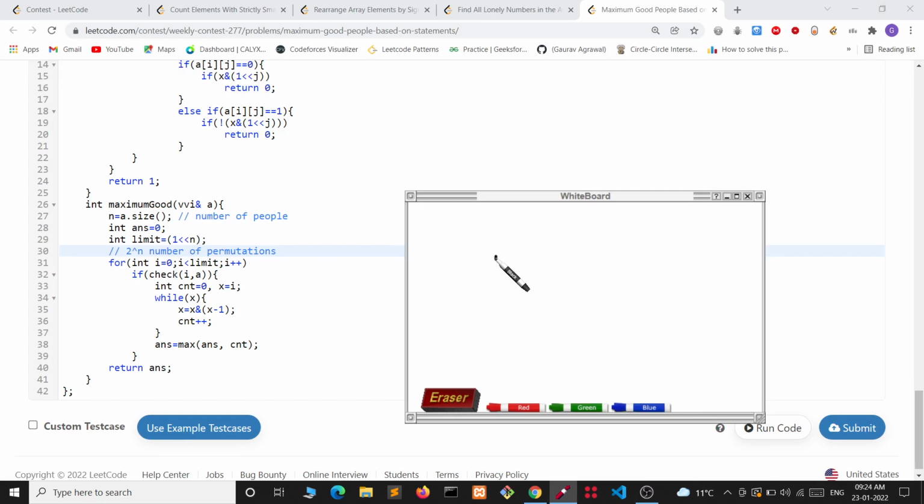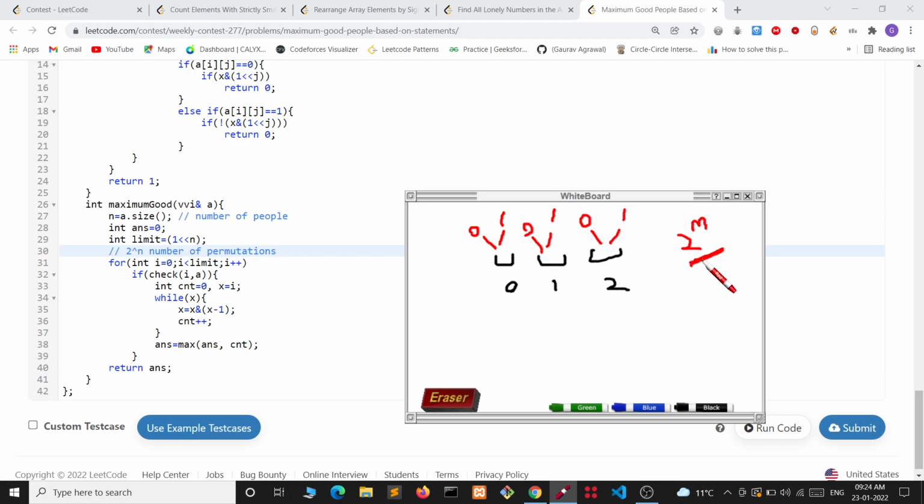There are three people: the zeroth, first, and second person. We know that each can be a good person or a bad person. Similarly, there are two cases for each person: it may be a bad person or it may be a good person. So there are a total of 2 to the power n combinations, or permutations of zeros and ones, we can make of length n.